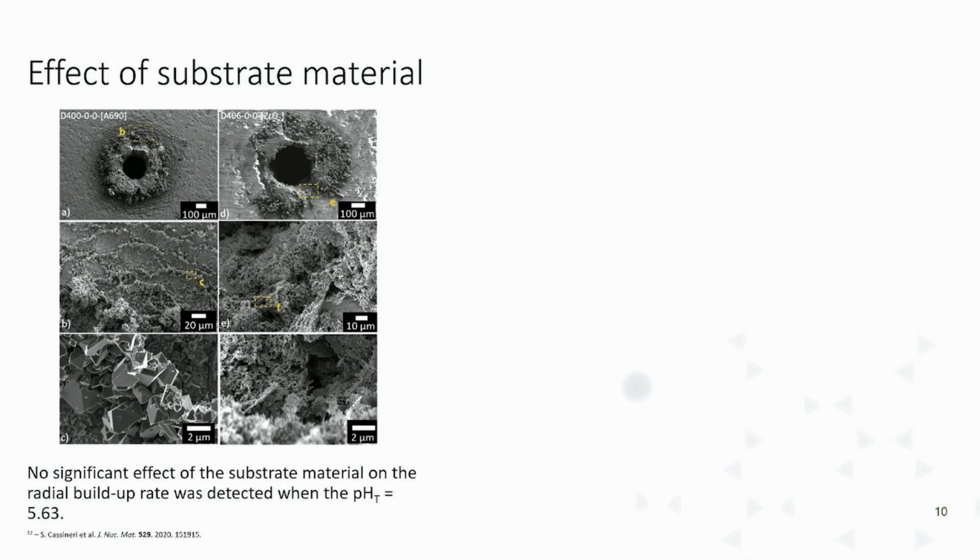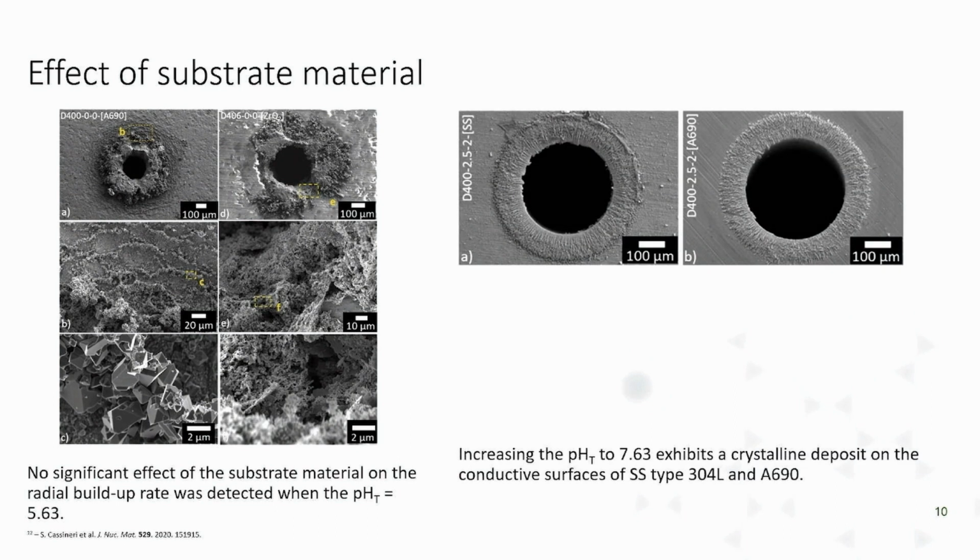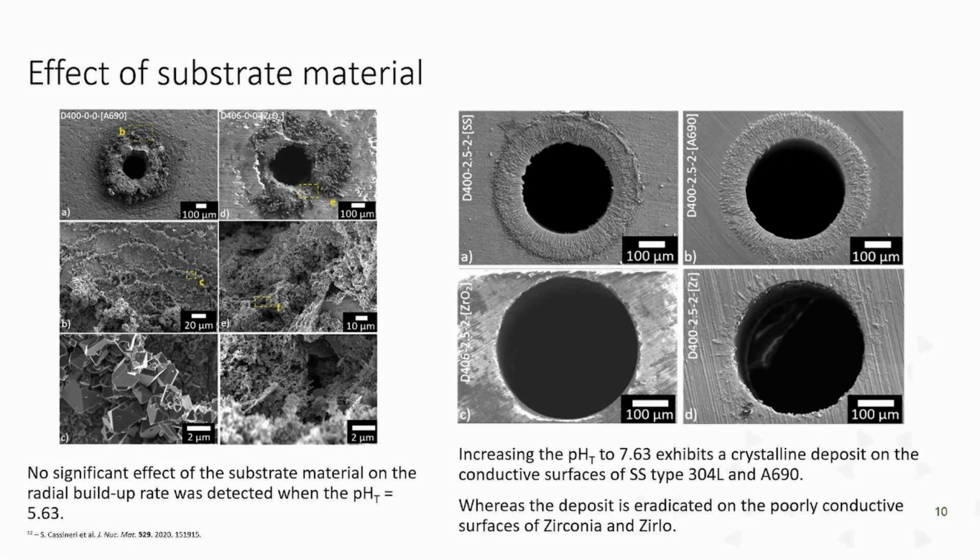And he found that in high purity water with a high temperature pH of around 5.6, there was no significant difference. There was a similar morphology and a similar diameter reduction in these conditions. Once he increased this pH to 7.6 with the addition of lithium, he found that for the conductive samples, stainless steel and alloy 690, this diameter reduction was completely eradicated, and it was left with a highly ordered deposit in the proximity of the orifice edge. But moving to insulating samples, no deposit was seen.